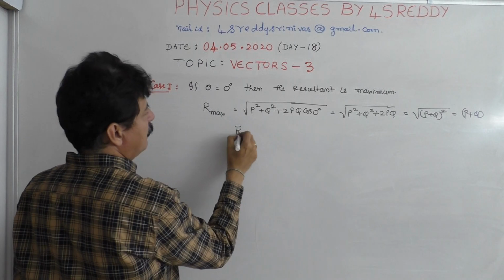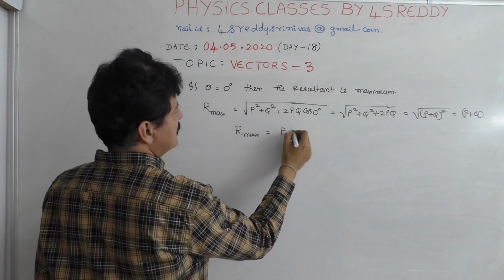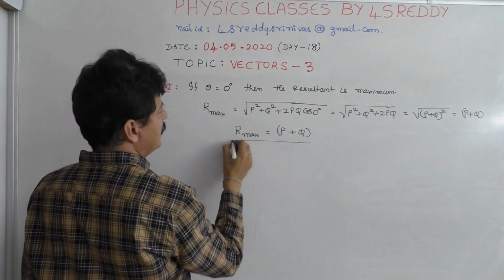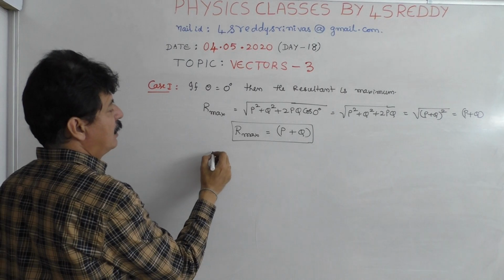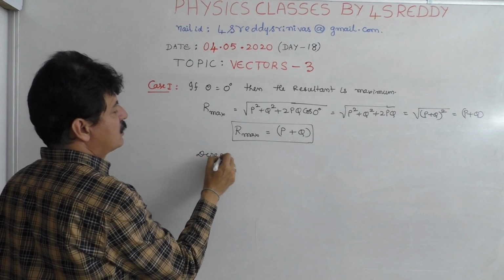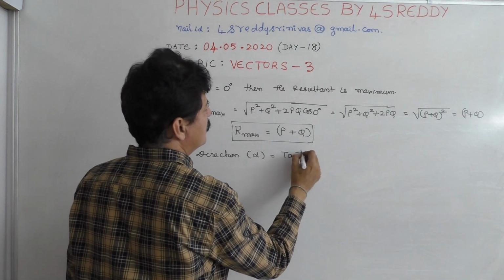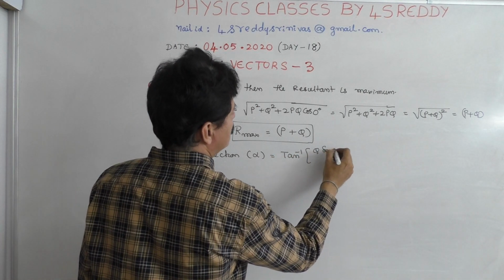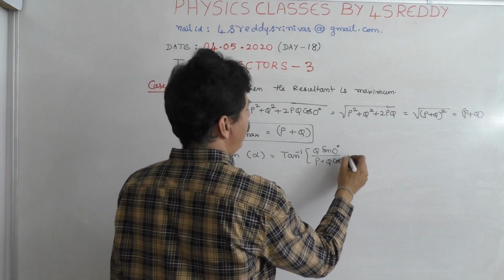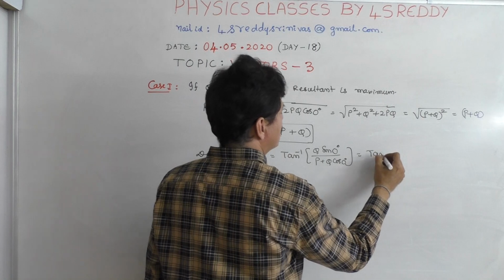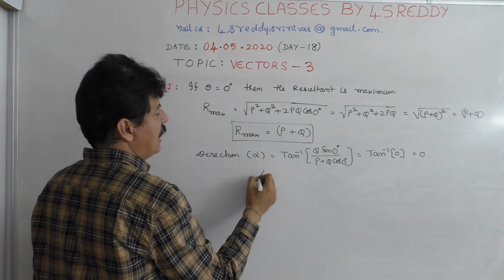Therefore, the magnitude of the resultant vector is maximum when theta is 0 degrees. And direction alpha is equal to tan inverse Q sin 0 by P plus Q cos 0. Therefore, tan inverse 0 is 0. That means alpha is 0.